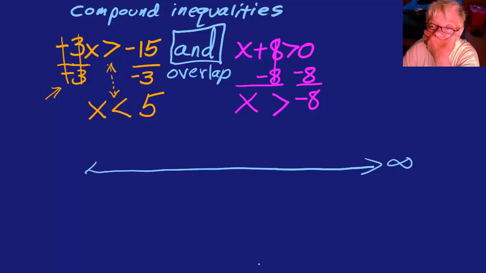Now we construct the number line with positive infinity at the right, negative infinity at the left, 0 in the middle, the positive numbers on the right, the negative numbers on the left. It's a good idea to draw your scale. Notice that on the left, we're going to have to go all the way to negative 8. On the right, we only need to go to 5.